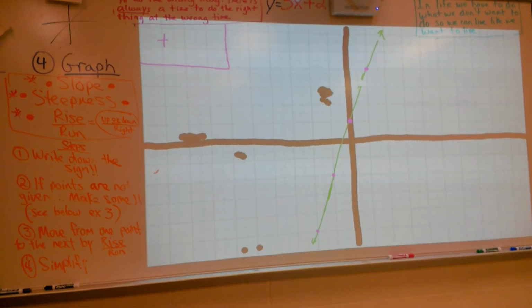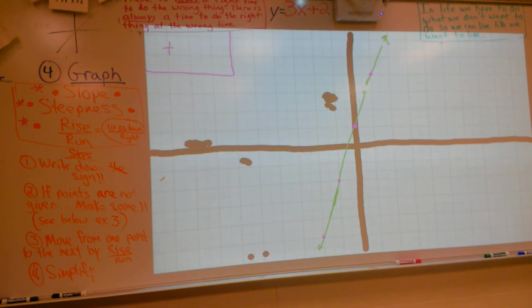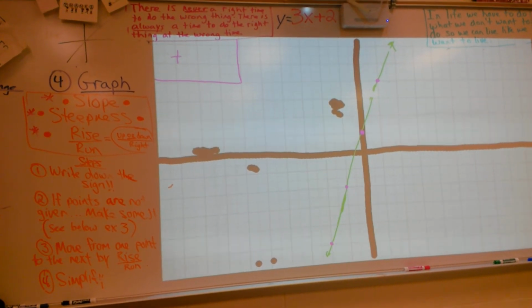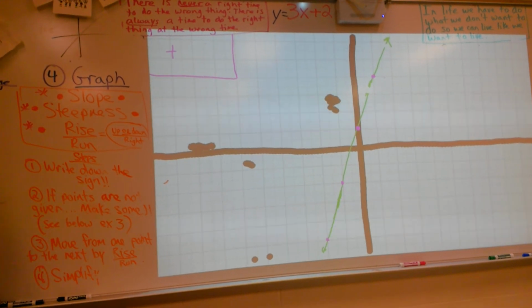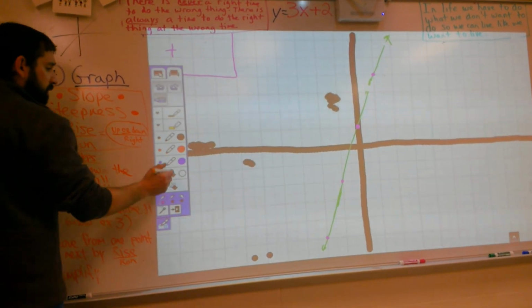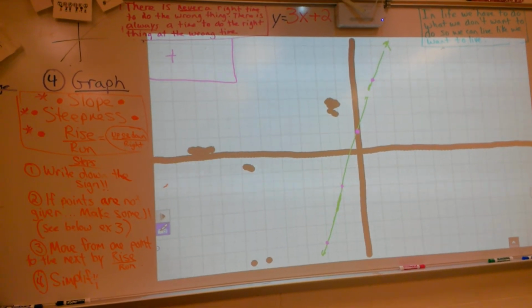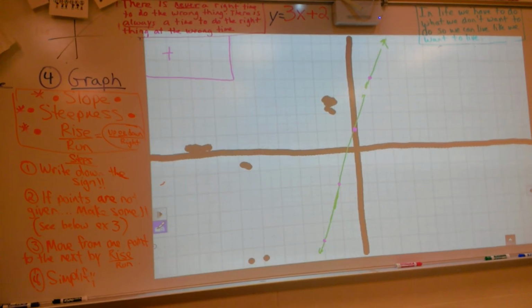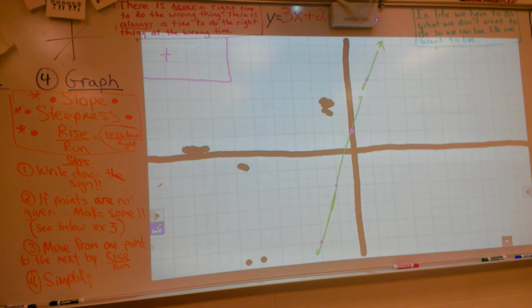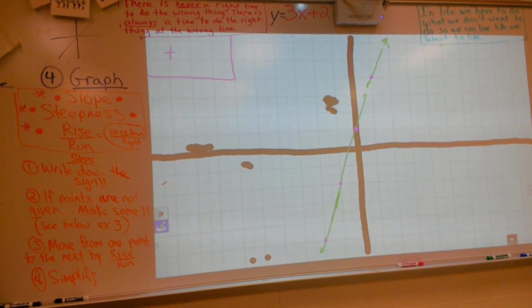Why don't you read the step to us? We just did step 2. Move from one point to the next by rise over run. We're going to go from one point to the next by using rise over run. Now, what we're going to do is go up or down, and you always want to go to the right. So, y'all just take note of this.